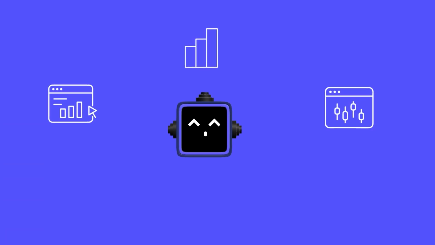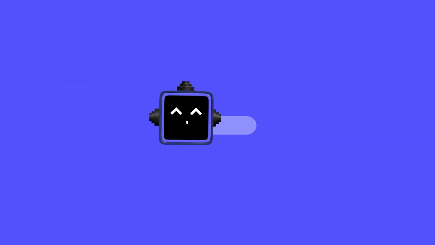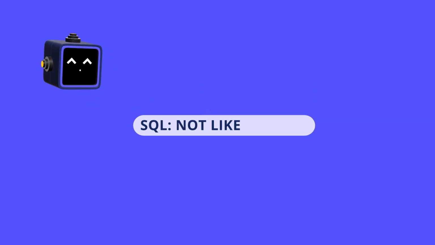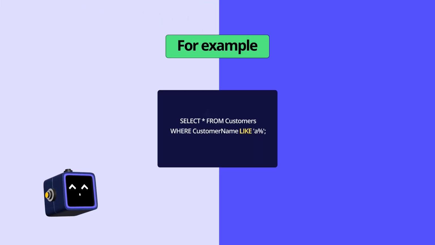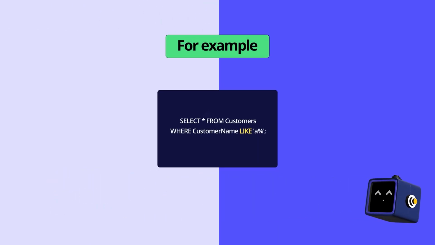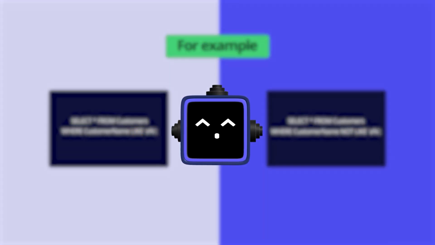Ever needed to filter out data in SQL that doesn't follow a certain pattern? That's where NOT LIKE comes in. The underrated tool for excluding patterns you don't want to see. We know LIKE helps you find values that match a pattern. But what if you want to do the opposite? Enter NOT LIKE. It lets you return only the rows that don't match a pattern.